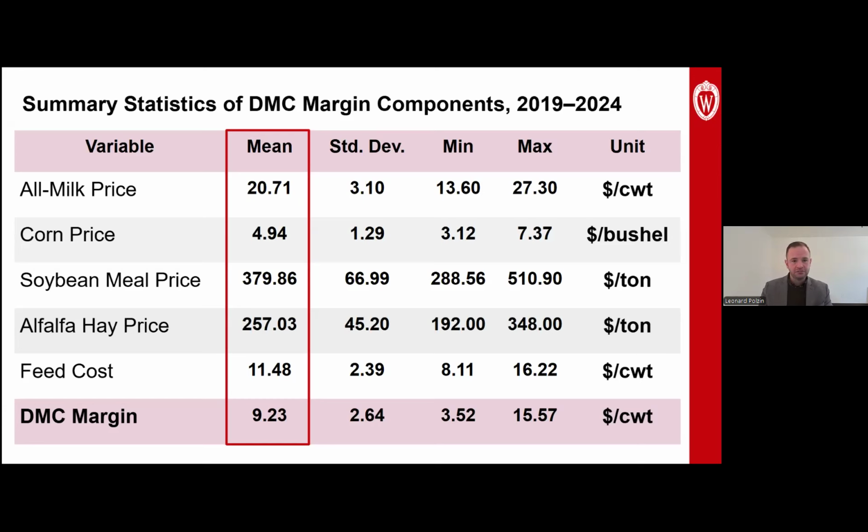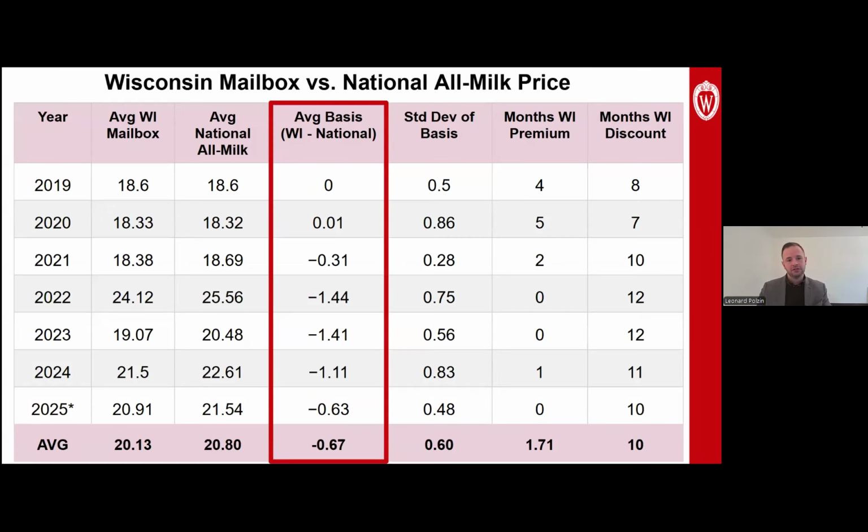Well, where does that put our average margin? About $9.23. So on average, it seems like we're about that, below that $9.50 coverage level. Just based on some estimates here, this morning I did rerun this with 2025 included, and our margin on average, with 2025 included, is almost exactly $9.50. So I thought that was quite interesting.